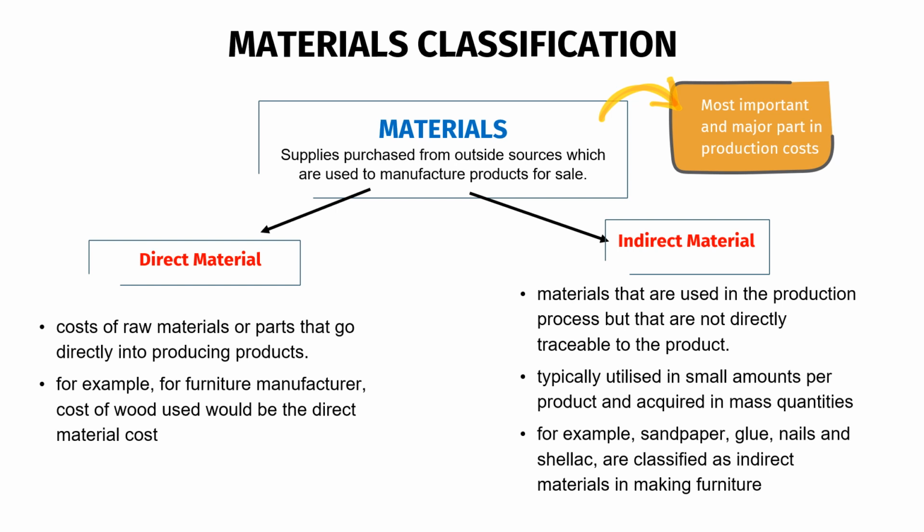As an example, refer back to our first example just now. If you want to make furniture, we know that the direct material used will be the cost of wood. But in order to make it more perfect, you need other materials to support the production, such as sandpaper, glue, nails, varnish, shellac, and those that are associated with the production of the furniture.